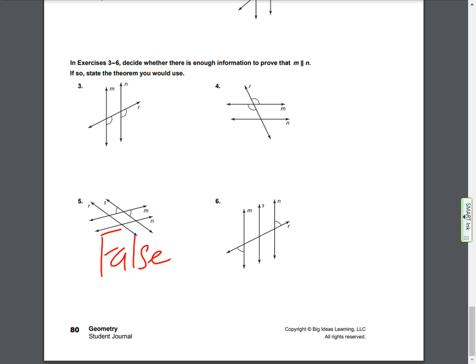And this last one, look at m and n. Where is m? m is here, and n is here. These two angles are congruent right here. Those are alternate exterior angles, and those are only congruent when those lines are parallel. So this is true. There is enough information. Okay, they're only congruent if those two lines are parallel.